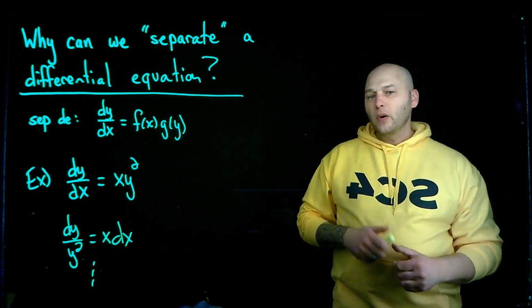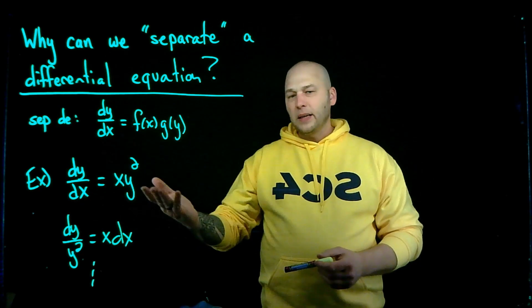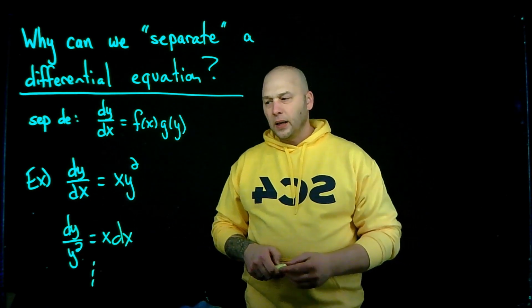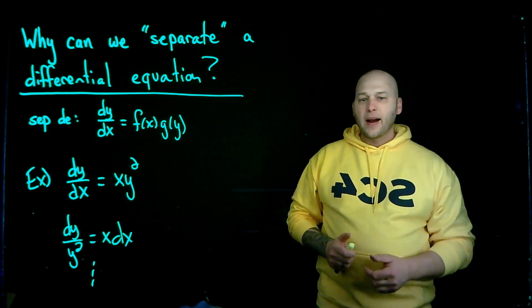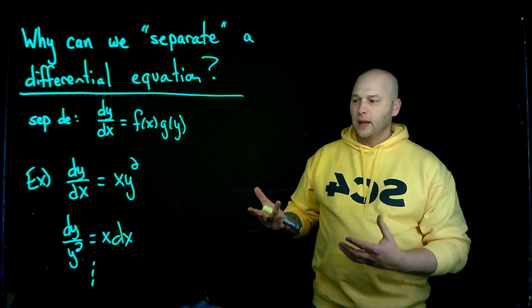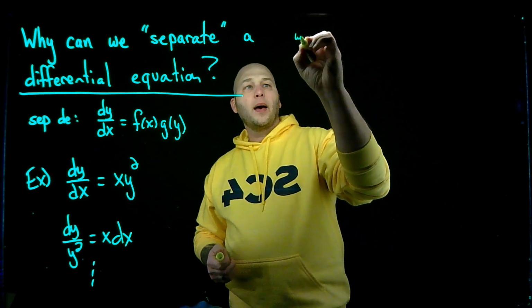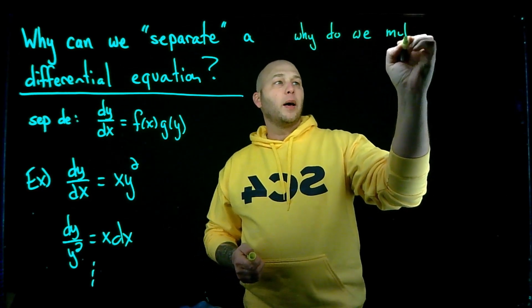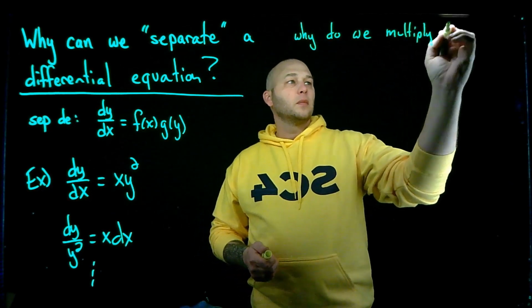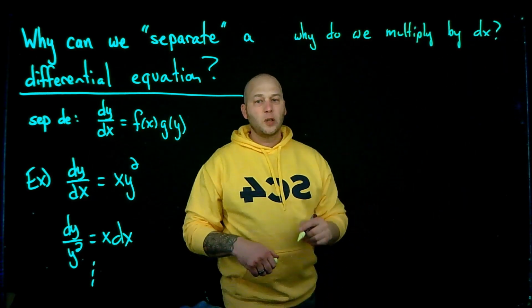But what I want to focus on in this video is that we multiplied by dx. Well, we learn in Calc 1 that dy over dx is not a fraction, it's one thing. So why can I now multiply by dx? Why do we multiply by dx? That's what I want to explain.